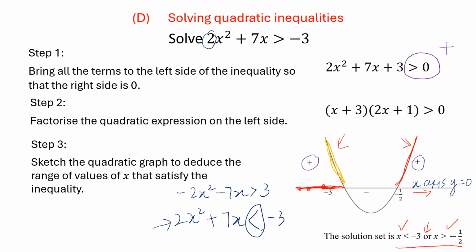You don't have to memorize what to do for N shape or for U shape. But you have to remember that when you multiply an inequality by a negative, you have to flip the inequality sign. So this is important.